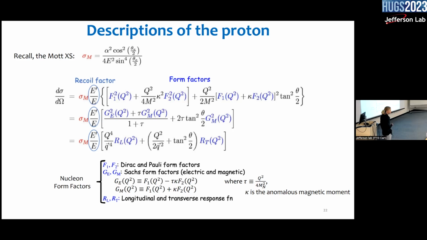Any questions? Okay, we'll talk about what those mean, but basically we can look at how the virtual photon polarization is received by the proton.